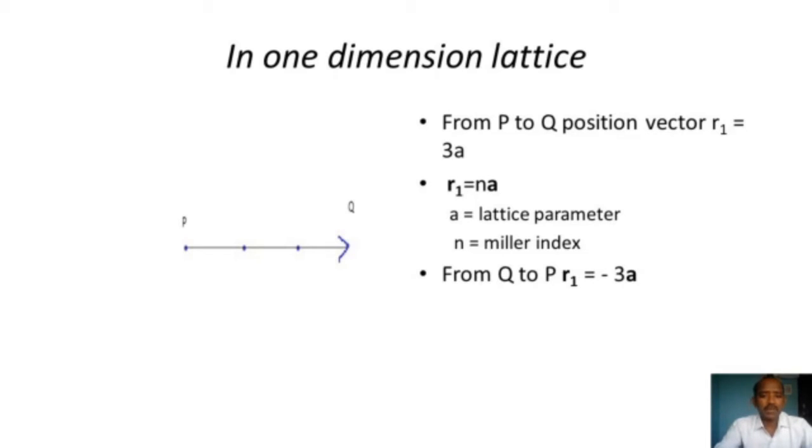This can be written as R1 equals n a, where n is a number, a Miller index we can say, and a is the lattice parameter. If you take it from the reverse direction, that is from Q to P, it is minus 3a. We can write it as 3 bar.